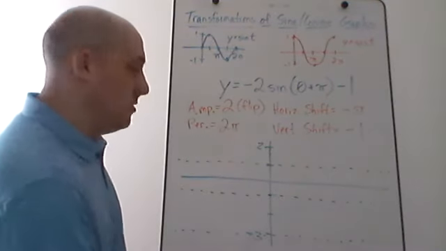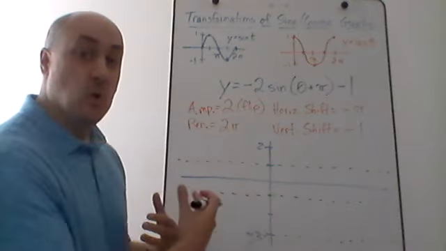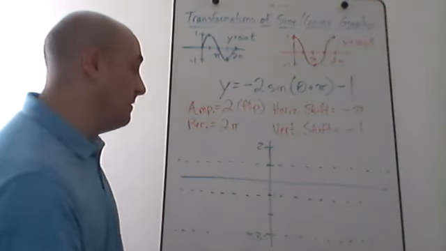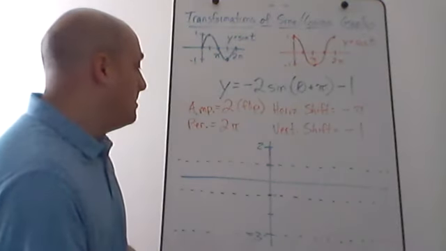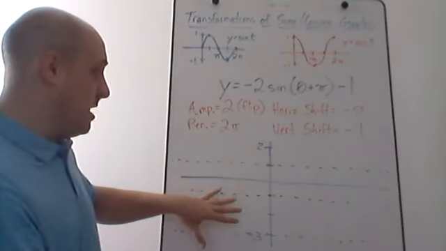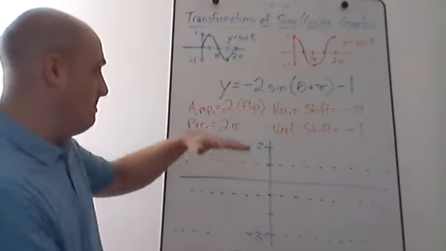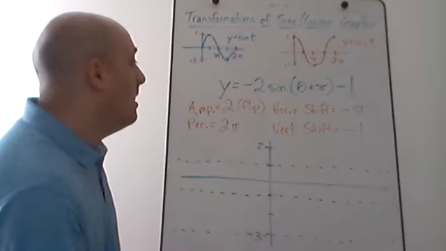And the domain for any sine and cosine function is going to be all real numbers, -infinity to +infinity. So I've got all my vertical stuff set up, my shift and my amplitude, which is the stretching it out.